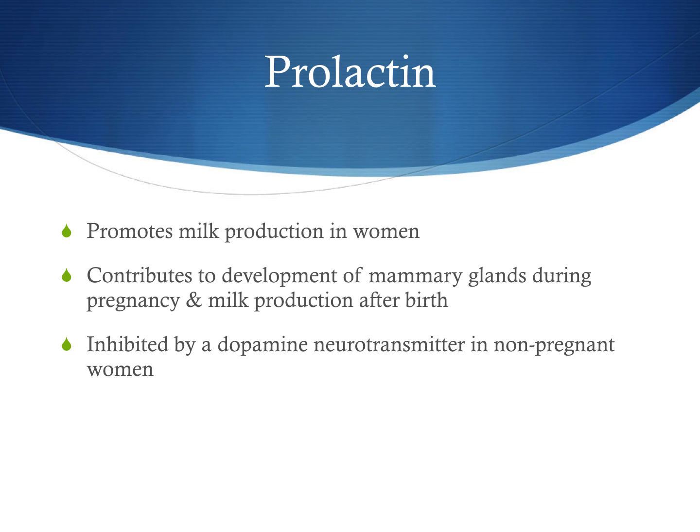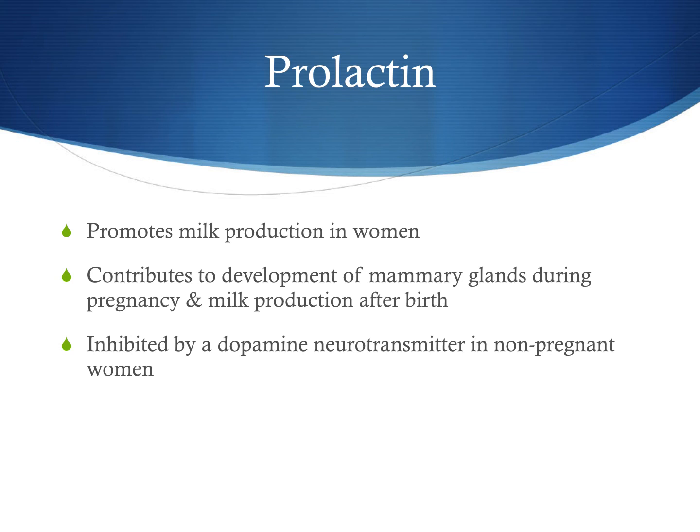Lastly, we have prolactin, and prolactin promotes milk production in women. It contributes to development of mammary glands during pregnancy and milk production after birth. And it is inhibited by the neurotransmitter dopamine in non-pregnant women. Now, as you can imagine, if we're not pregnant, we don't have much of a reason to produce milk, and therefore this is not going to be a very active hormone in this case.